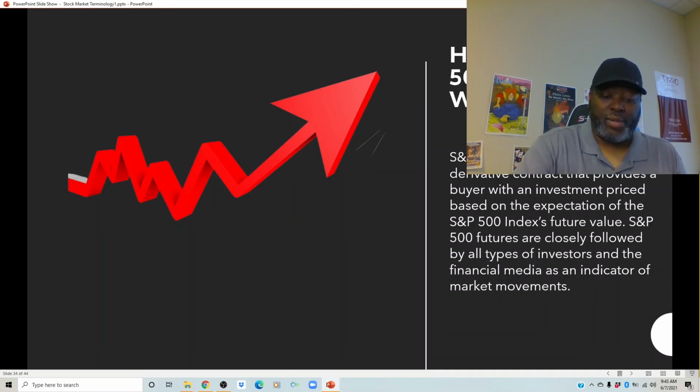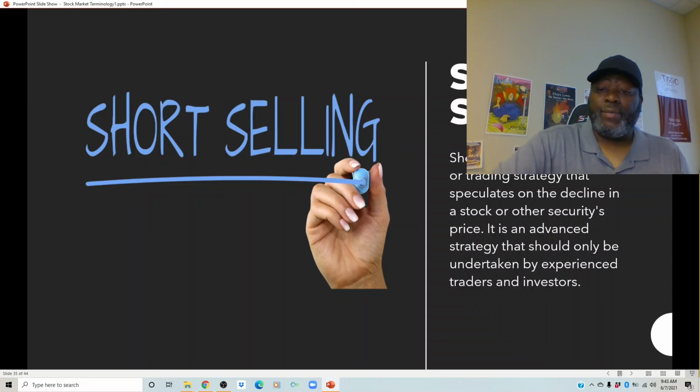market movement. Short selling. Short selling is an investment or trading strategy that speculates on the decline in a stock or other security's price. It is an advanced strategy that should only be undertaken by experienced traders and investors.